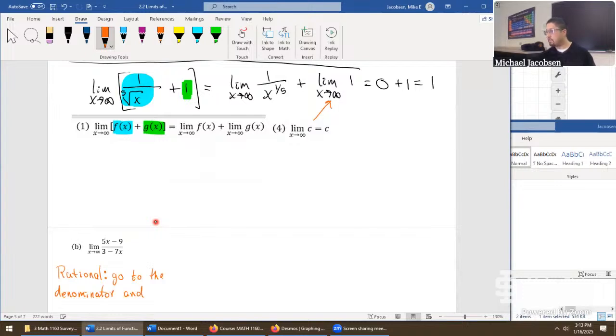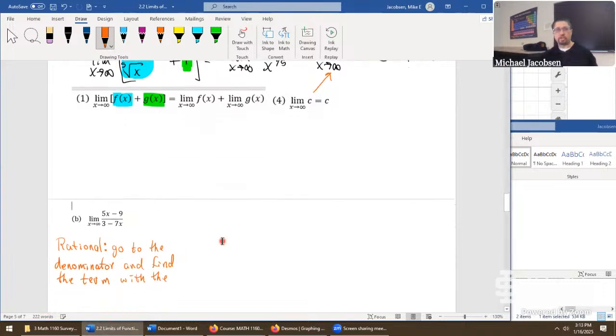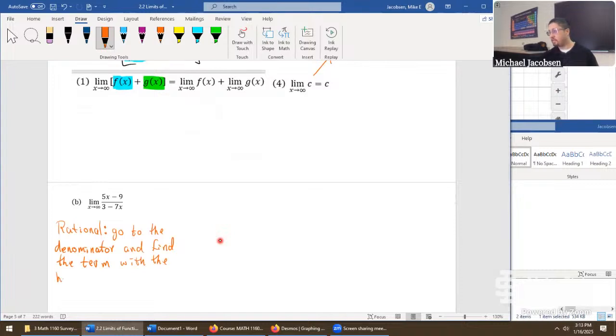and find the term with the highest degree x, or let's just say the highest power on x. So that term in the denominator isn't the first term 3, that's constant, so it would have degree 0, the power 0. But over here at the negative 7x, that's the term with the highest power of x. X is to power 1 here. So we grab that x.